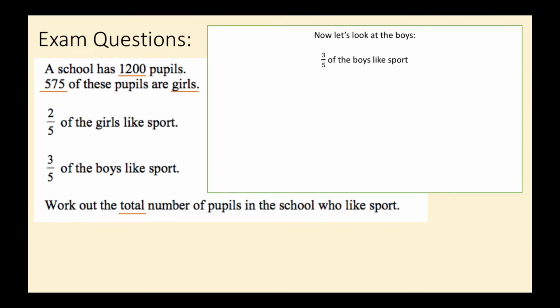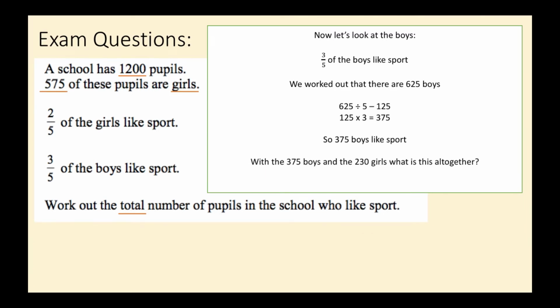3/5 of the boys like sport, and we worked out that there were 625 boys. So I need to know what 3/5 of 625 is. There's 5 on the bottom, so we have to do 625 divided by 5. That equals 125. Then we take our 125 and times it by the 3, which is the number on the top, giving us 375. So 375 boys like sport.